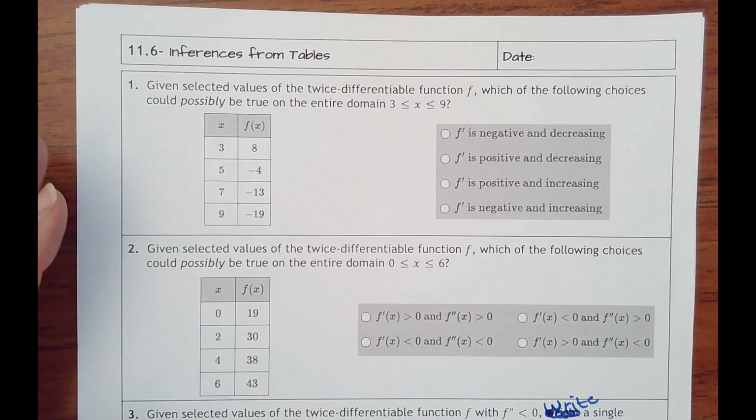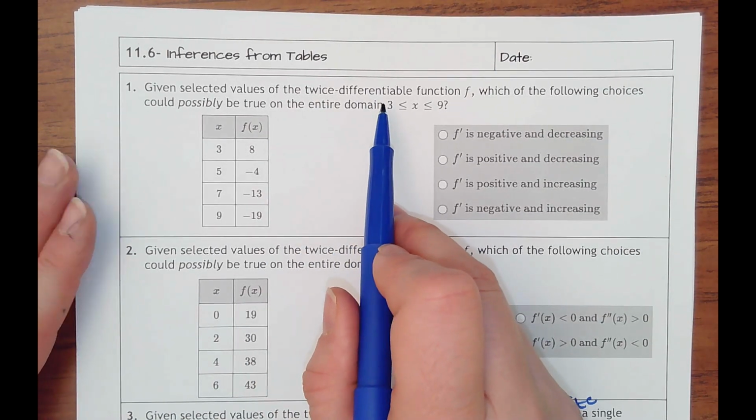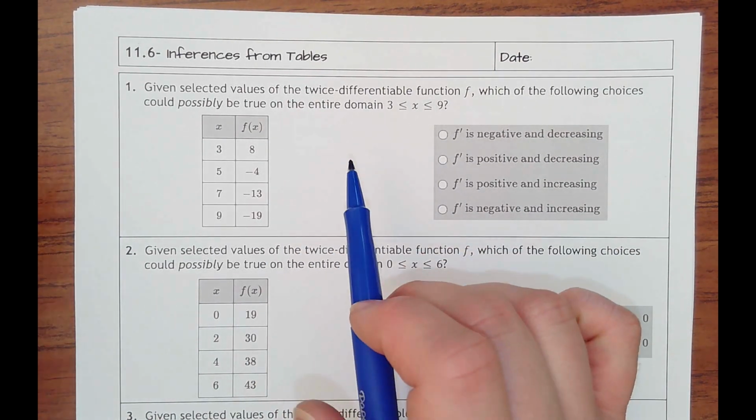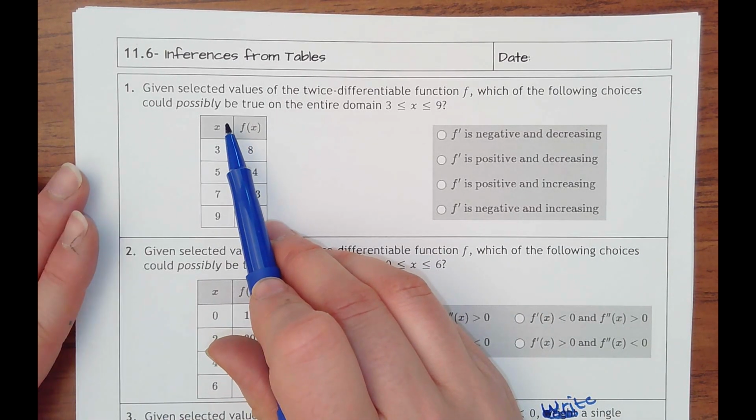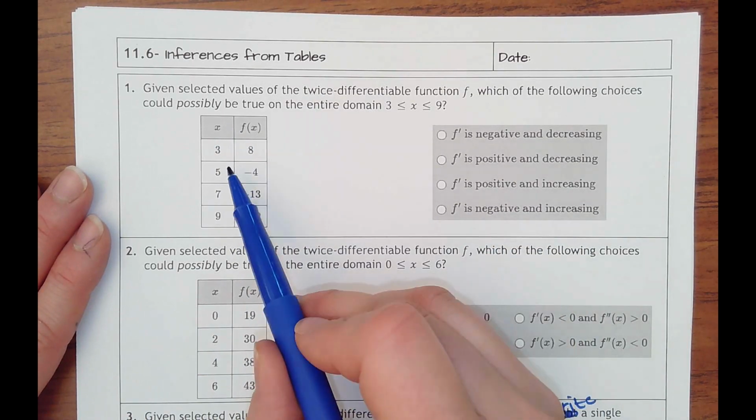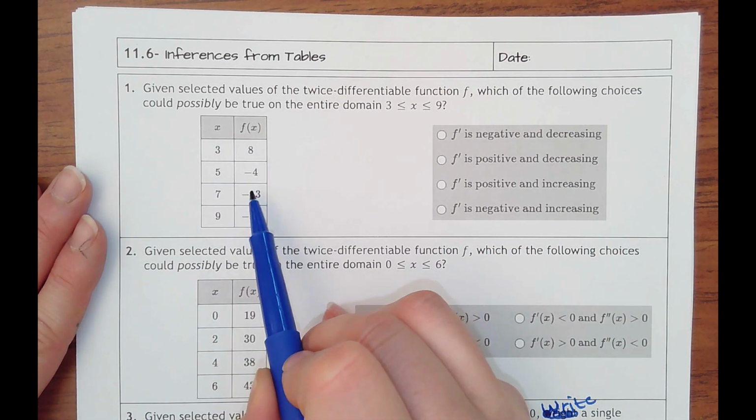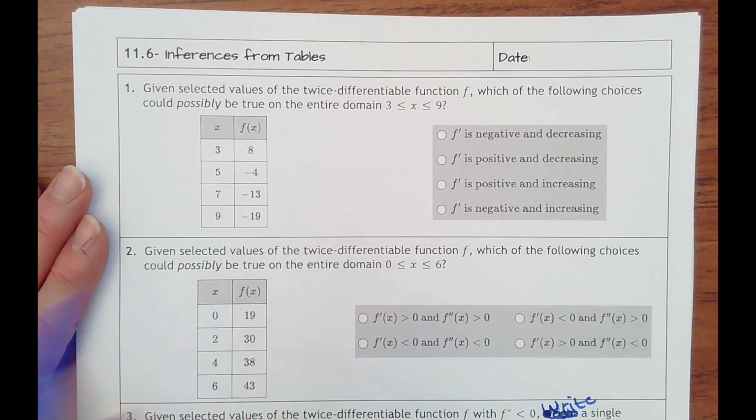So twice differentiable just means it's continuous because we can take the derivative twice, so there's no discontinuities or jumps. And again, this is possibly true. We can't know for sure. But what I know is there's a point at 3, 8, 5, negative 4, 7, negative 13, 9, negative 19.